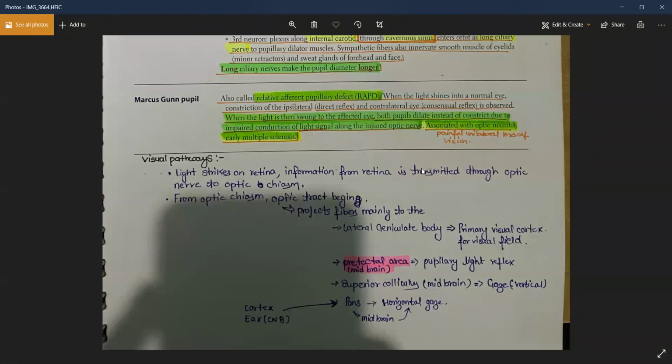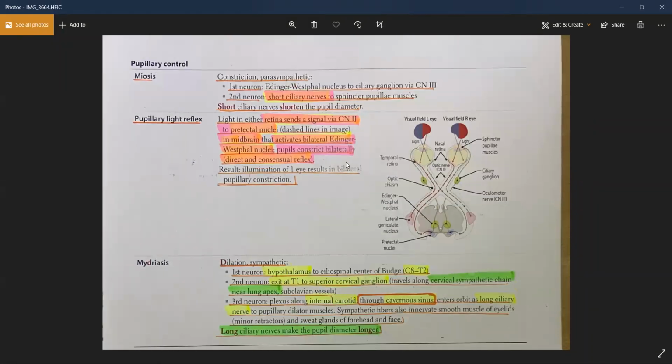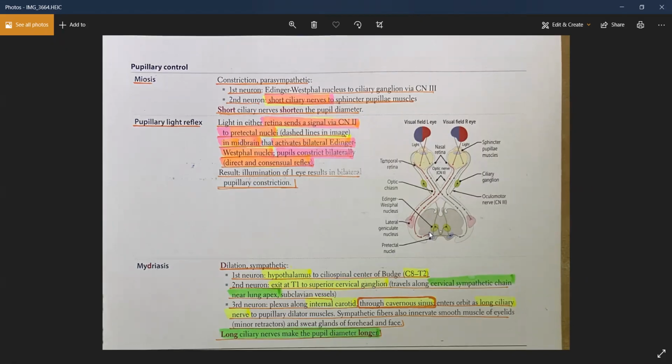Once you shine the light, the optic nerve will be stimulated and it will transmit the information to my pretectal area, which is located in the midbrain. Now from this pretectal area, you will have bilateral activation. The one-sided pretectal area can stimulate the bilateral Edinger-Westphal nucleus, and that is the important thing. And that's how you will have both the direct and consensual responses.